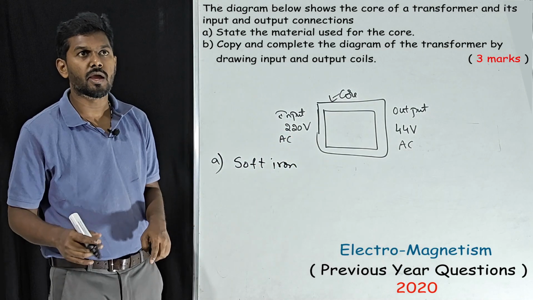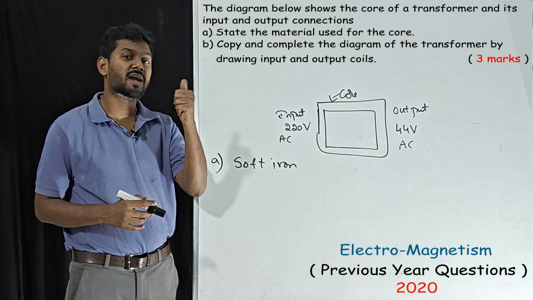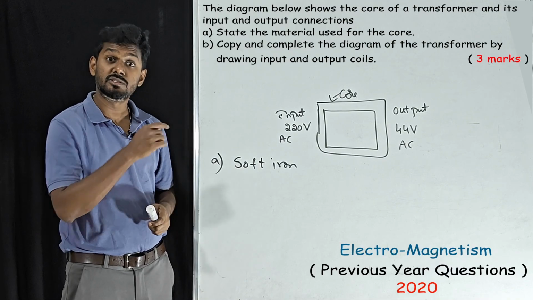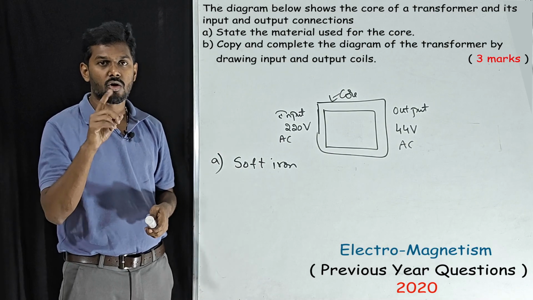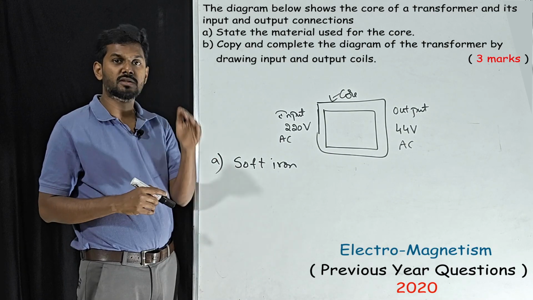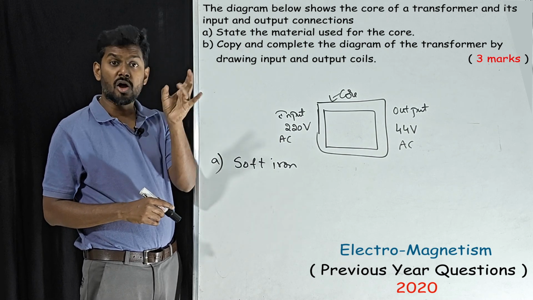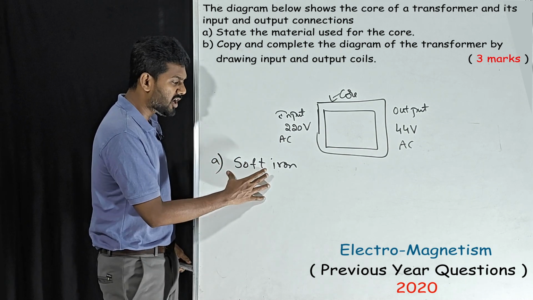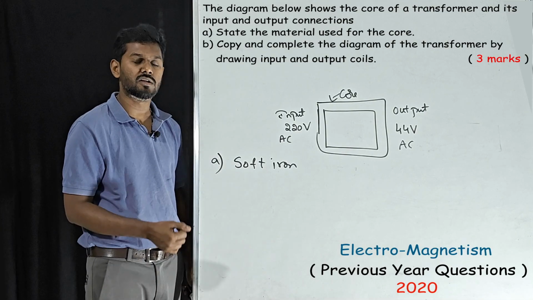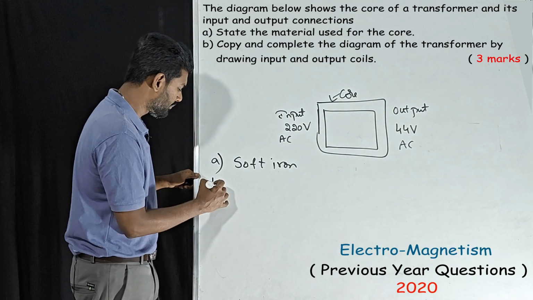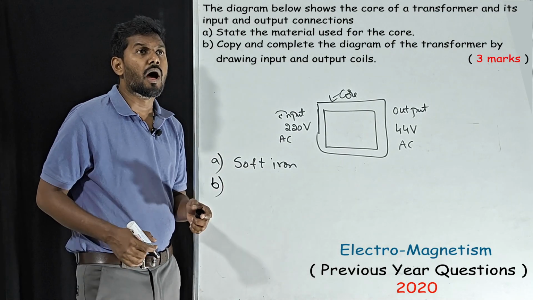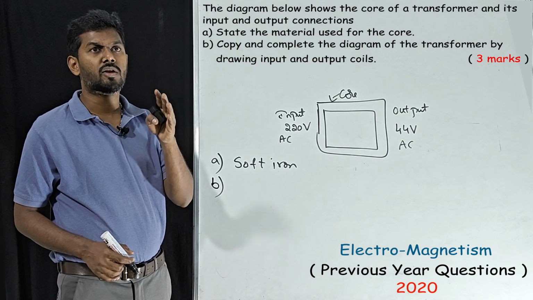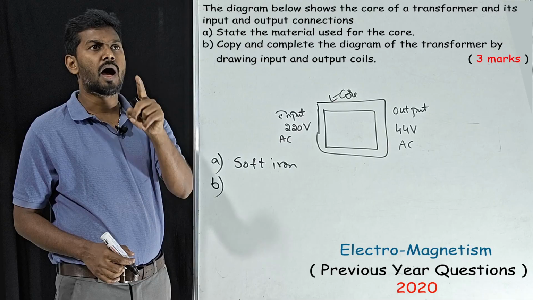If it is not soft iron, then what kind of loss can we see in the transformer? That is hysteresis loss. See, in this way also you can create questions. In one of the lessons we have learned the three types of losses, causes for them, and how to prevent them, correct? In that, if it is not soft iron, then hysteresis loss will be there. Next, copy and complete the diagram of the transformer by drawing the input and output coils.